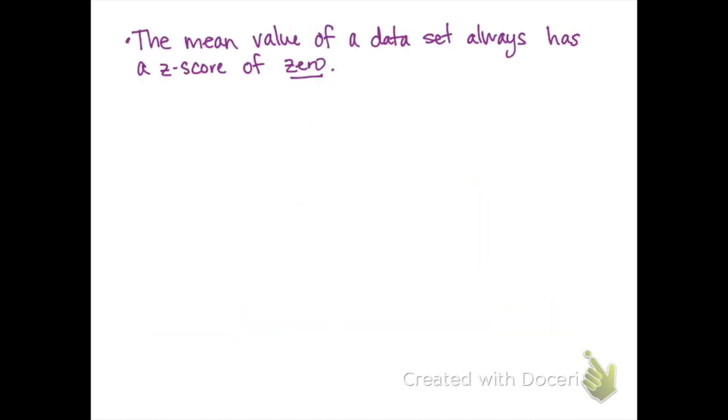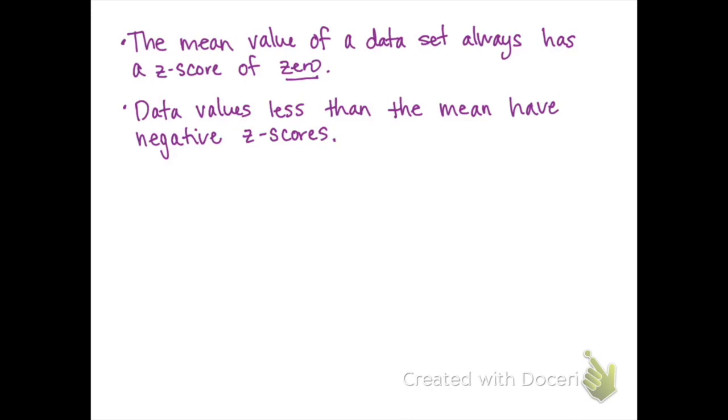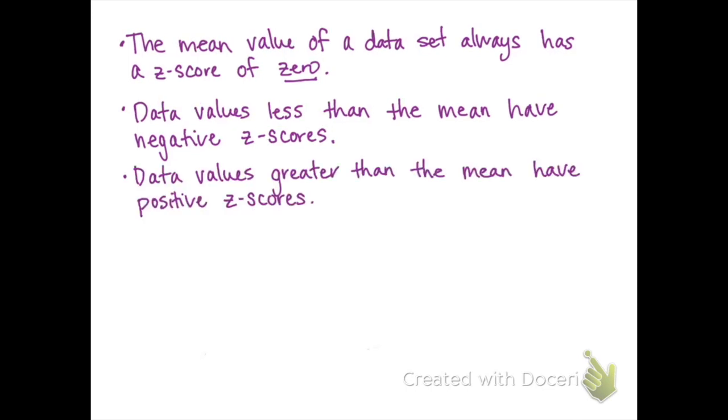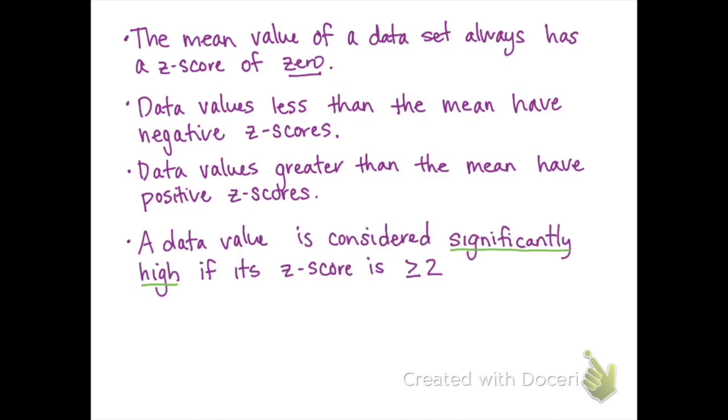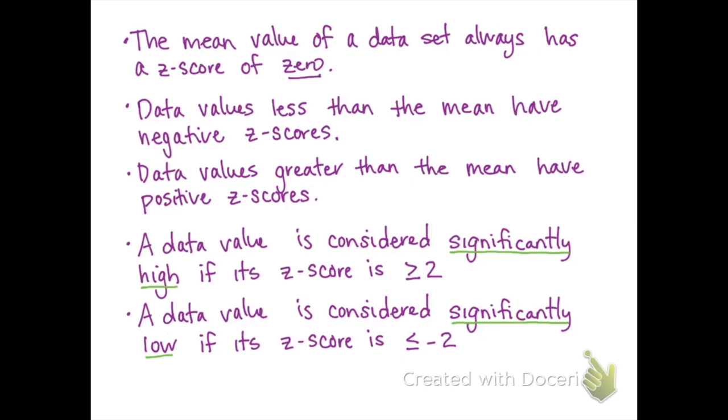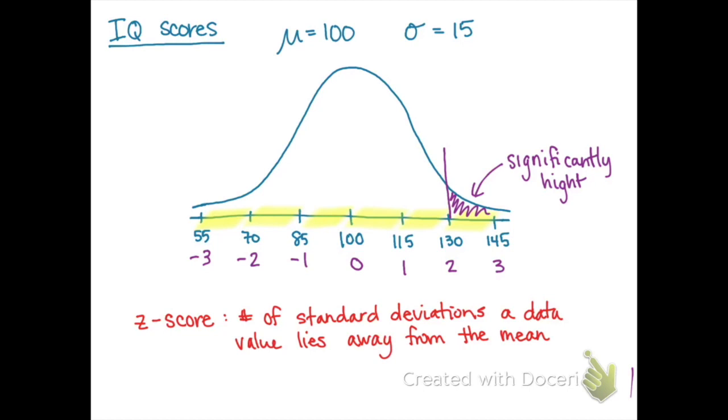Let's summarize some key properties of z-scores. The mean value of a data set always has a z-score of 0. Data values less than the mean have negative z-scores, while data values greater than the mean have positive z-scores. A data value is considered significantly high if its z-score is greater than or equal to 2, and a data value is considered significantly low if its z-score is less than or equal to -2. Back to our example with IQ scores, any IQ score that is greater than or equal to 130 would be considered significantly high, and any data value that is less than or equal to 70 would be considered significantly low.